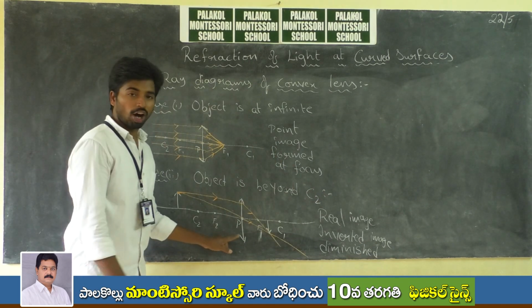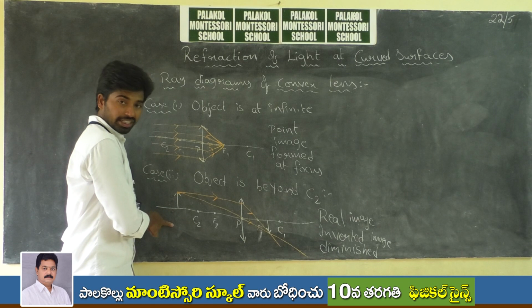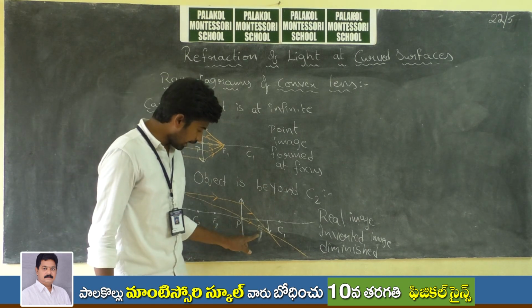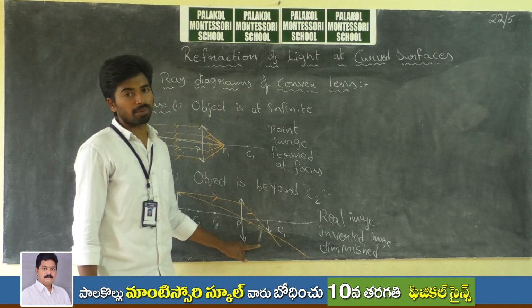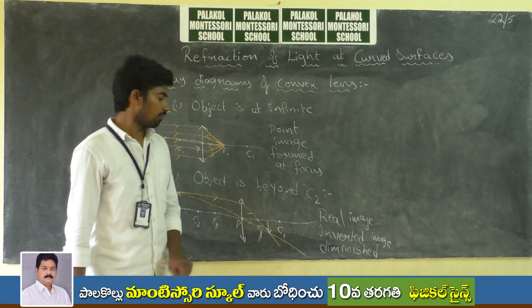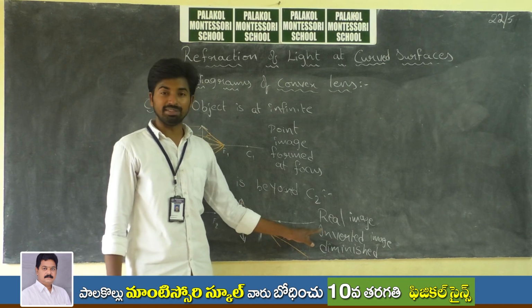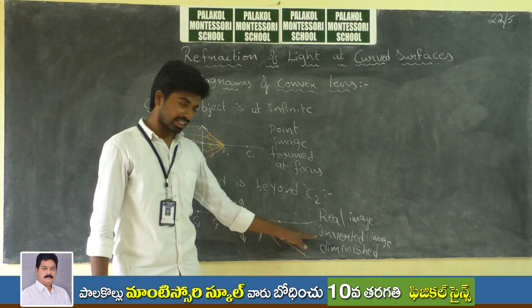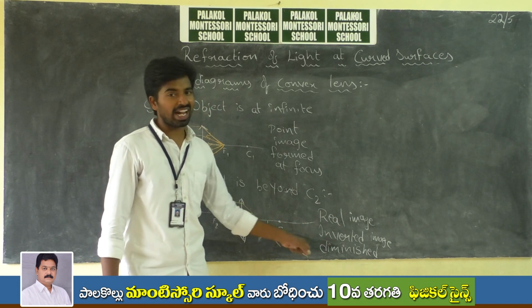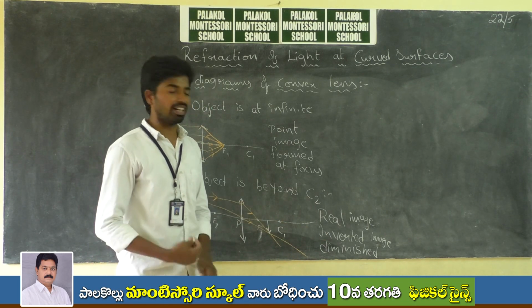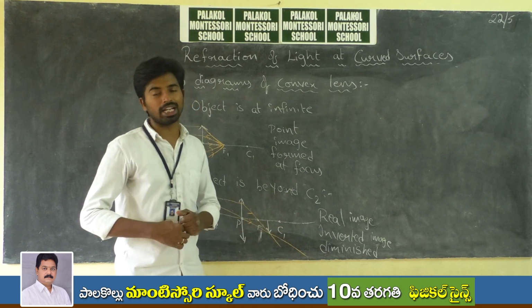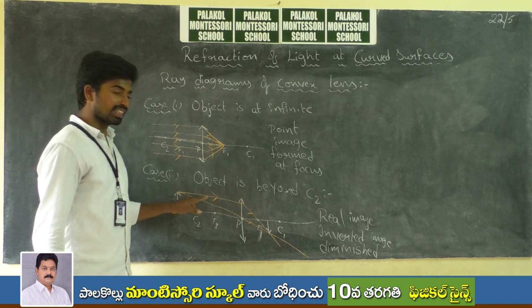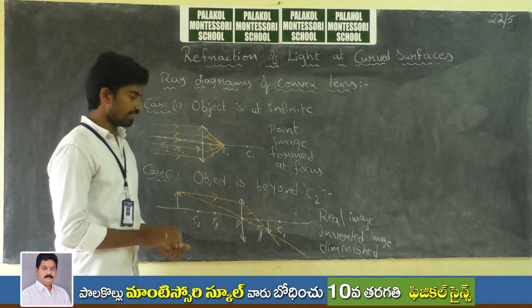So when the object is placed beyond the center of curvature, the image will be observed in between focus point F1 and C1. What is the nature of that image? That image is a real image. That image is inverted and diminished. A real, inverted and diminished image will be observed when the object is beyond the center of curvature C2.